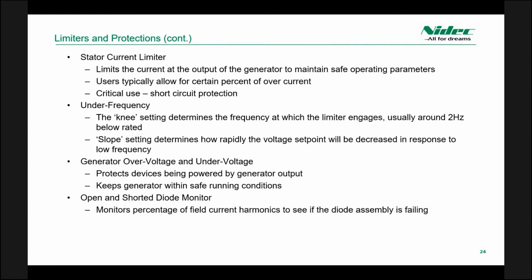The shorted diodes will cause a large percentage of harmonics to be present in the current that comes back to the regulator from the exciter. The open diode will also cause harmonics to be present in the exciter current returning to the regulator, but it will be quite a bit lower. And this allows for the regulator to differentiate between open and shorted diodes.